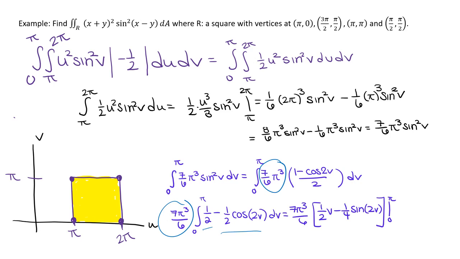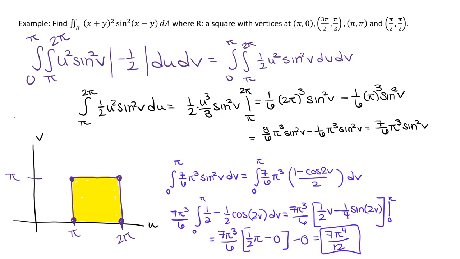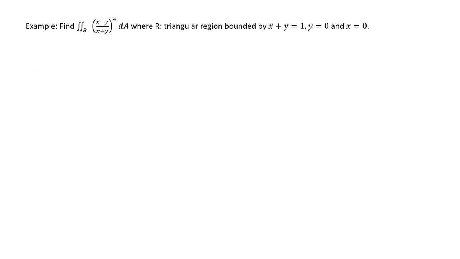And then I'm going to plug in my bounds of integration, which are pi and 0, and subtract them. Not forgetting about that constant that was in front of the integral. So I've got 7 pi to the third over 6 times 1/2 pi minus 0. So that becomes 7 over 12 pi to the fourth. And there's my final answer. Let's do one more.